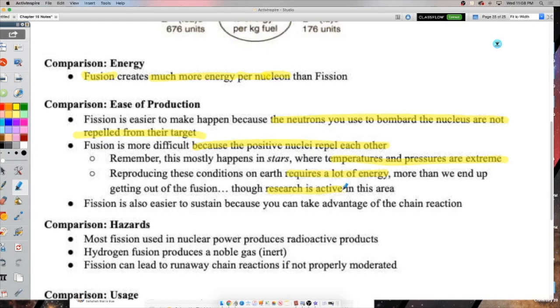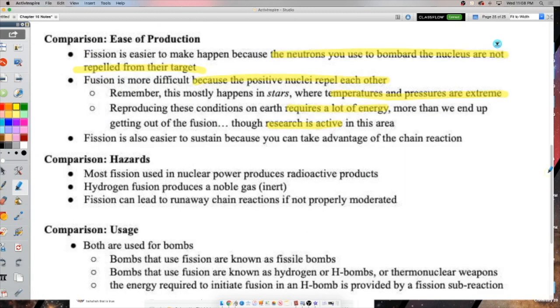Now, it wasn't much, okay? Not to the point where you can say, okay, fusion power is ready, but maybe on the horizon, okay? Maybe in our lifetimes we will see widespread fusion reactors. The other reason fission is easier is because it's not only easier to get going, it's easier to sustain because you can take advantage of the chain reaction, right?